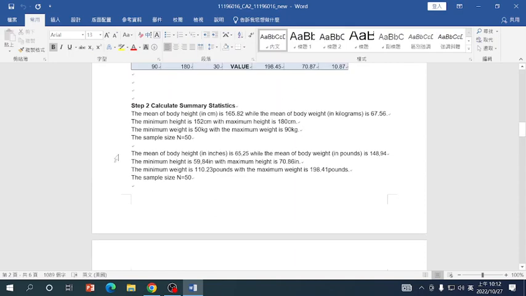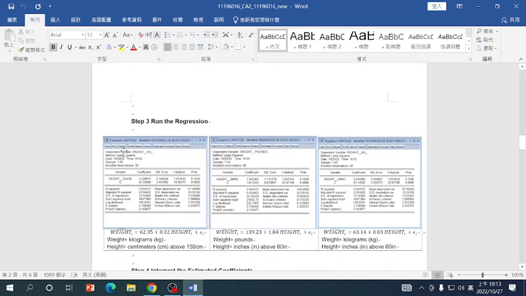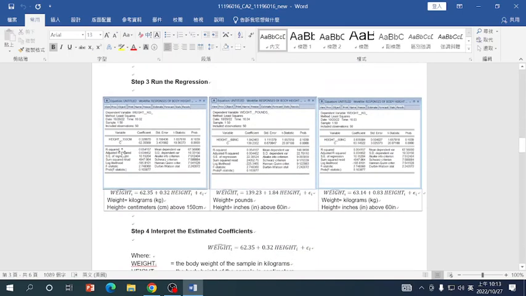We have here the mean for the height and the weight, the minimum and maximum height, minimum and maximum weight, and so we have that for centimeters and kilograms here, and inches and pounds here. So let's go to the interesting part. We run the regression.